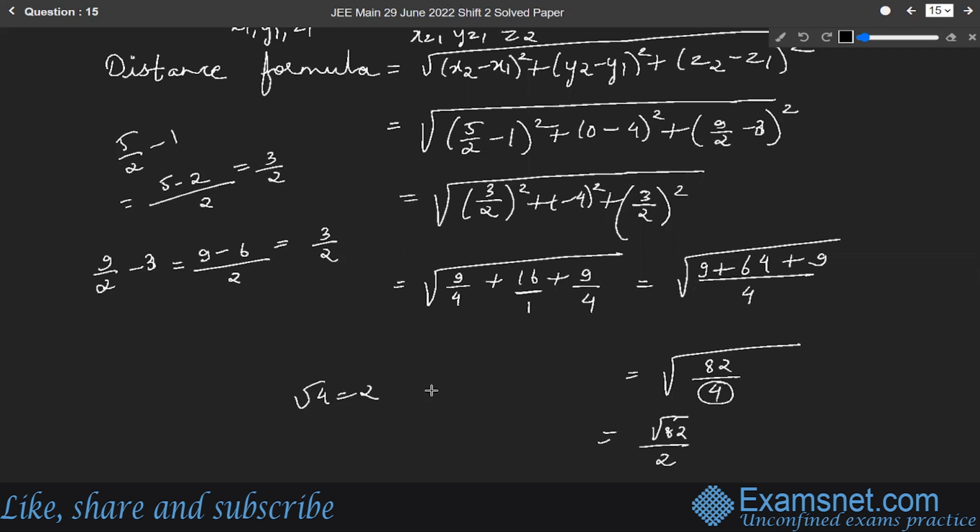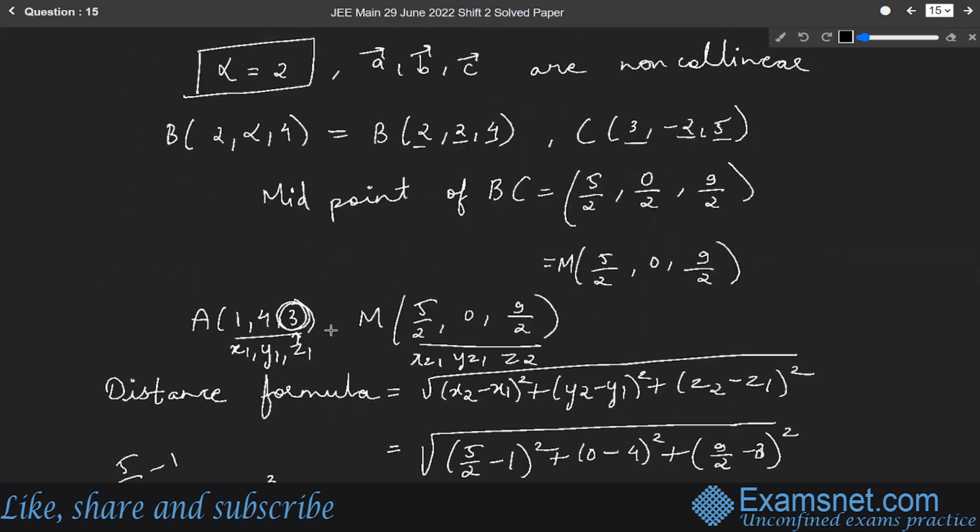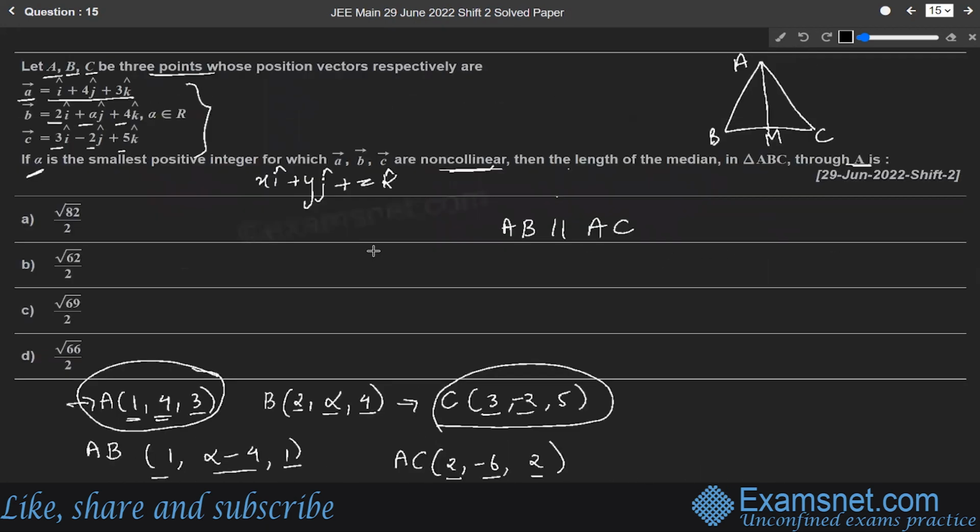This is the length of the median that is made through vertex A. What is the median? AM. So this is basically the distance or the length of the median AM. And for this question, the correct answer is under root of 82 upon 2. So I hope you are clear with this question. And the correct option here is option A.